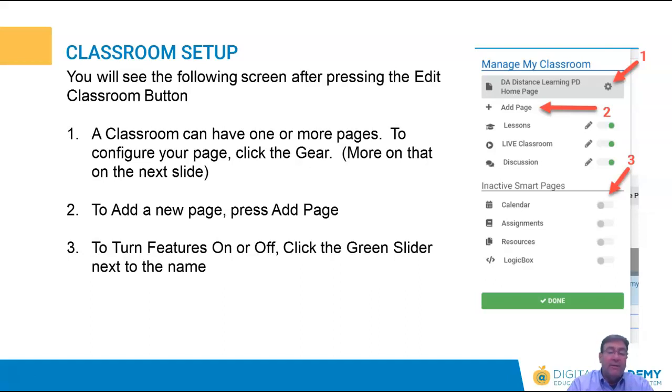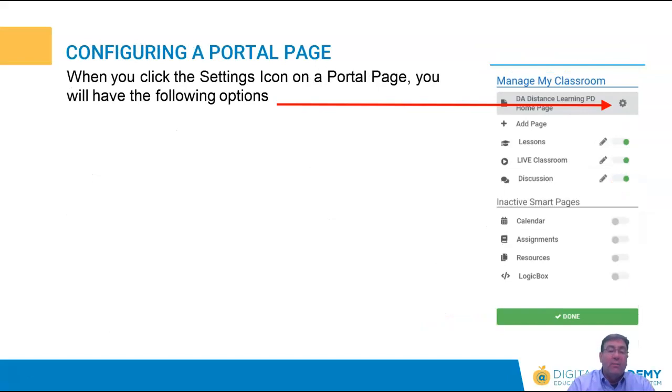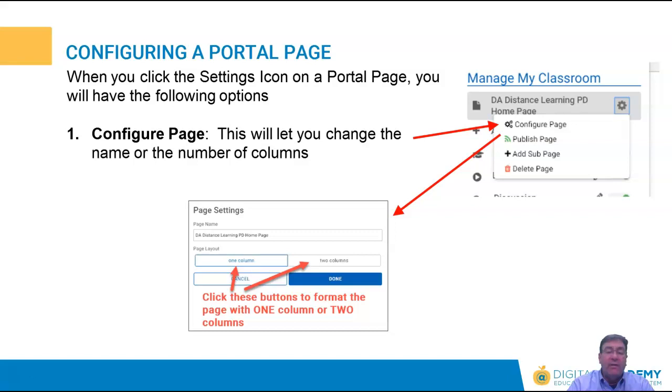Inactive are the calendar, assignments, resources, and logic box. When you're done enabling features, press the Done button. If you want to configure a portal page, click the gear icon. You'll see a menu with a number of options.